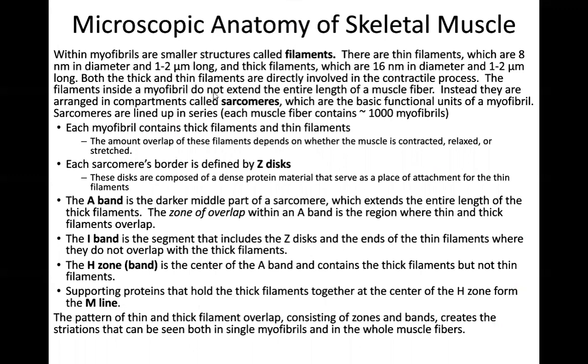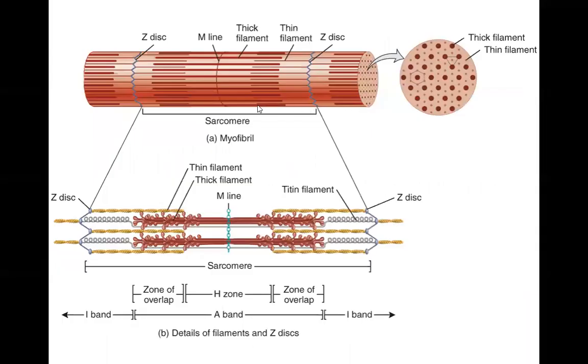Filaments inside of a myofibril do not extend the entire length of a muscle fiber. Instead, they are arranged in compartments called sarcomeres, which are the basic units of a myofibril, which we are showing off here on this next slide, and the anatomical makeup of a singular sarcomere. We have a more 3-dimensional version of the figure at the top and a more 2-dimensional figure down here at the bottom to show the parts of a sarcomere.